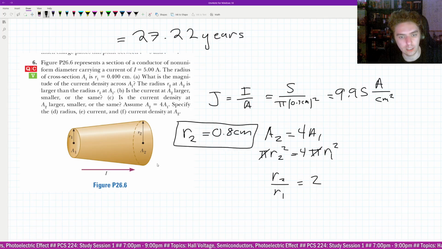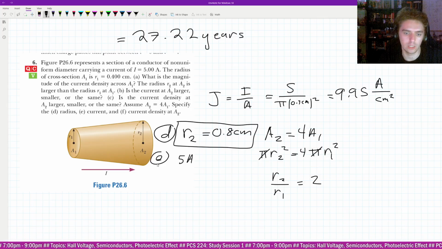The current is going to be the same. Yeah. So that's for part D. Current is still going to be 5 amps. Current does not change based on the size like that. Right? And then current density will change.